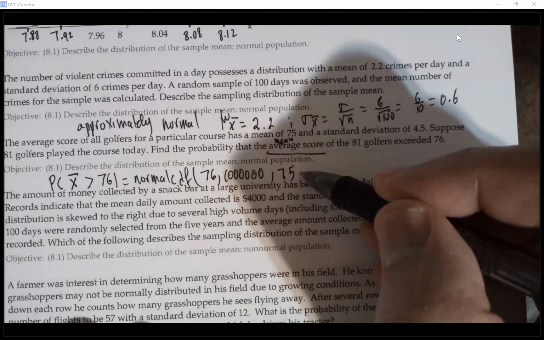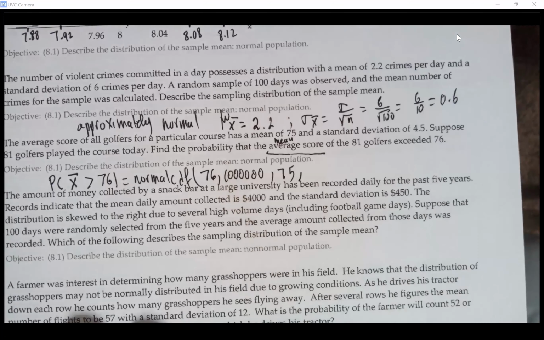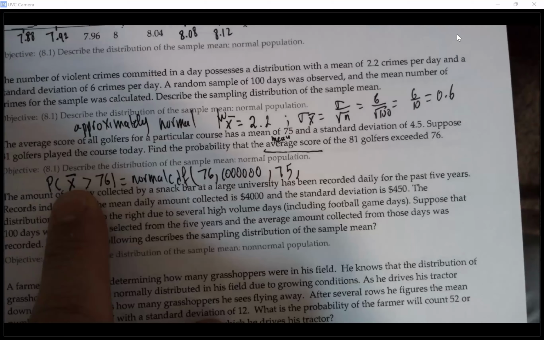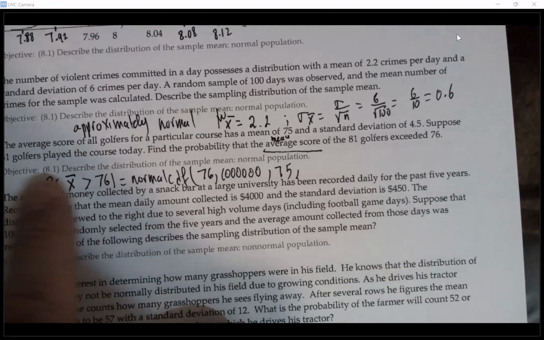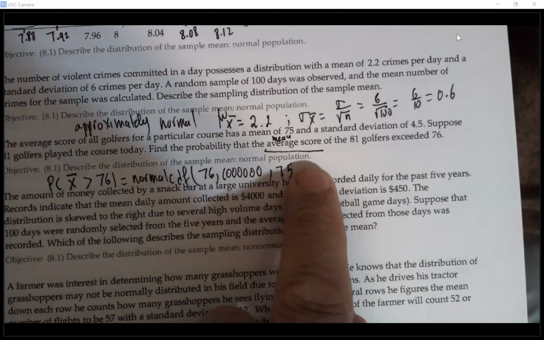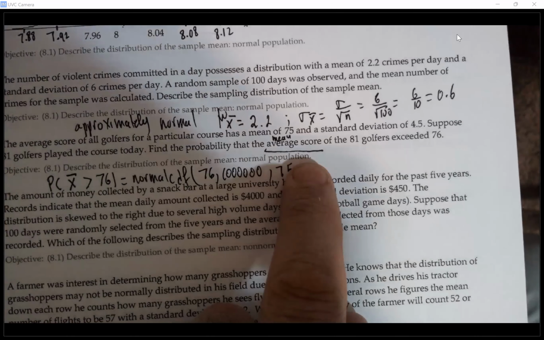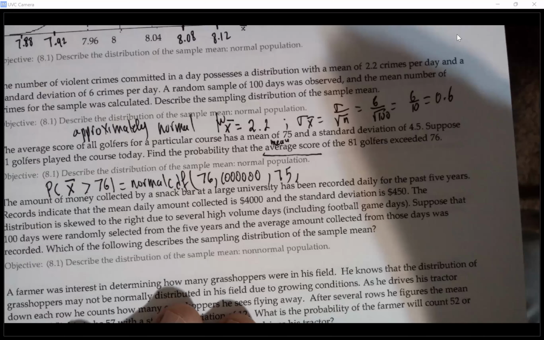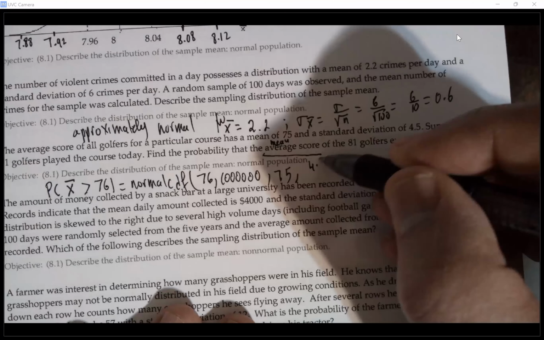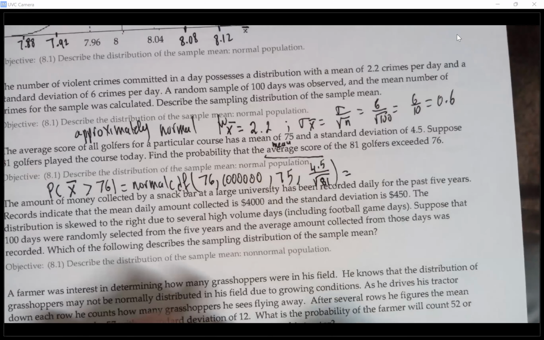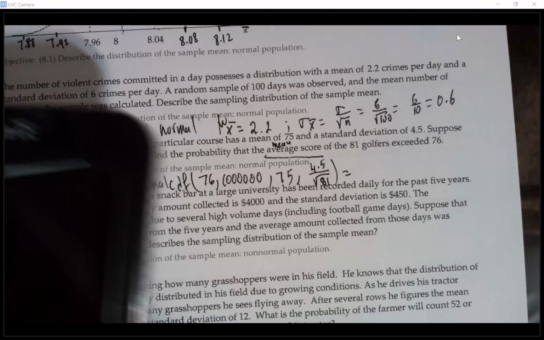But guys, here you have to pay attention. When you work with the sample mean, the difference between working with one individual and a group of individuals, which is 81, is that when you work with a group, with the sample, your standard deviation will not be sigma, it will be sigma over square root of n. So you take the standard deviation of 4.5 and divide it by square root of 81. And let's see what the answer is.